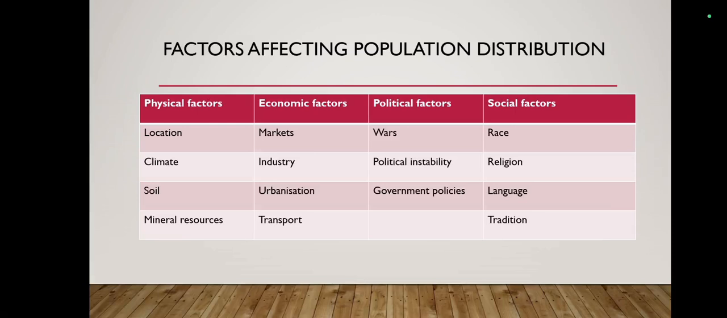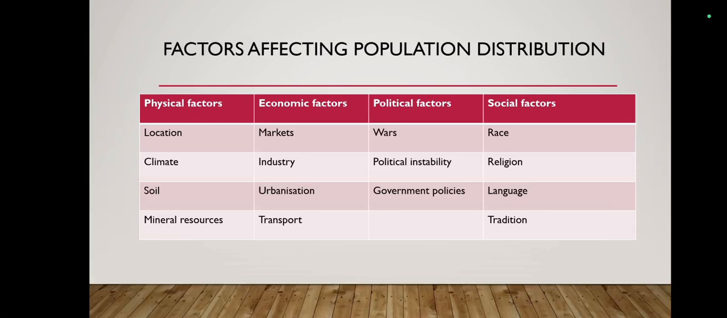Third factor is soil. If the soil is rich and fertile, the population density is often high as people are able to yield good crops. If the soil is thin and unproductive, few people will live in that area.